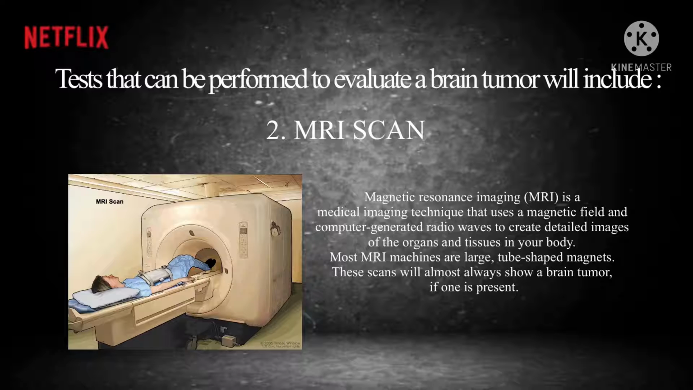Next is the MRI scan, which is a medical imaging technique that uses a magnetic field and computer-generated radio waves to create detailed images of the organs and tissues in your body. Most MRI machines are large tube-shaped magnets. These scans will always show a brain tumor if one is present.